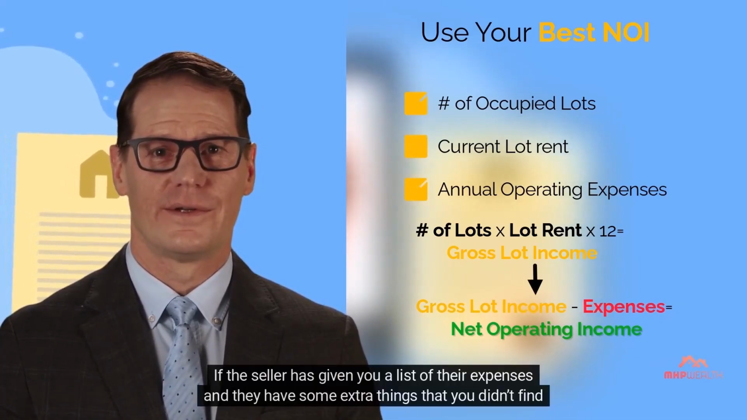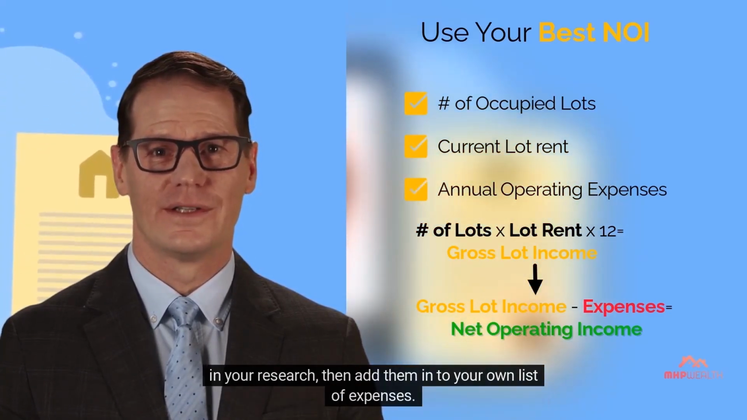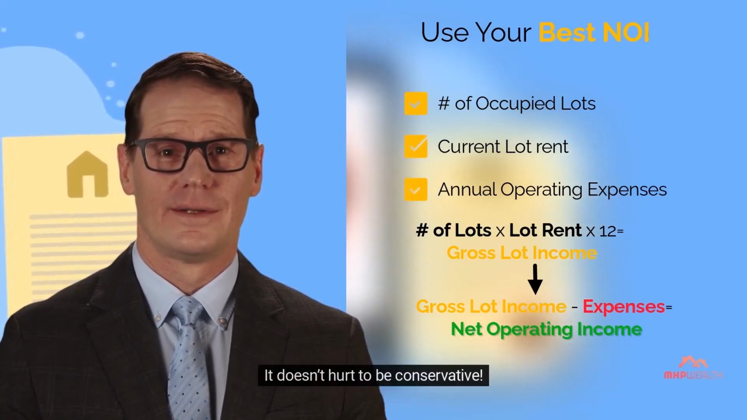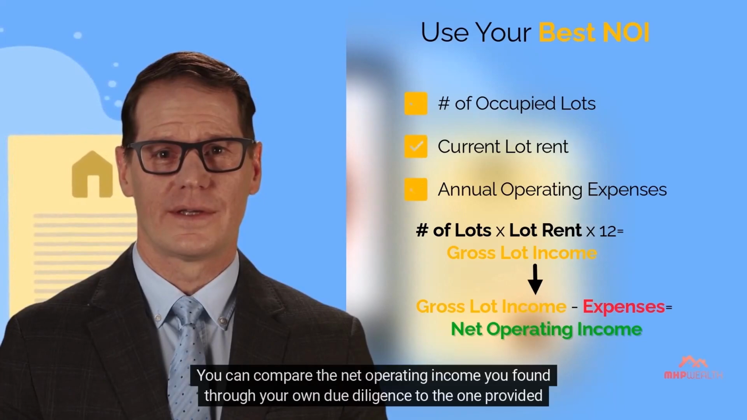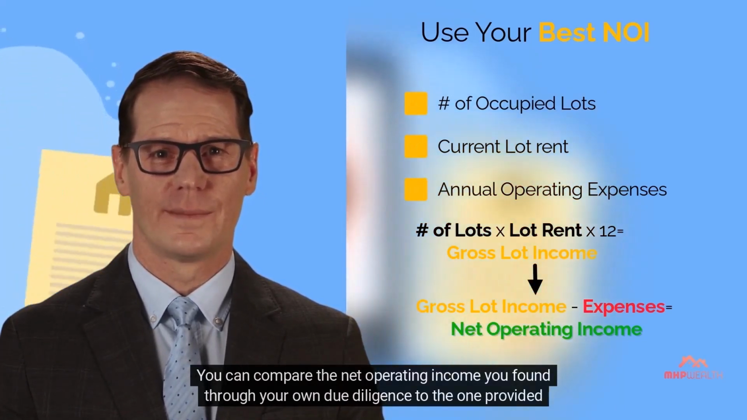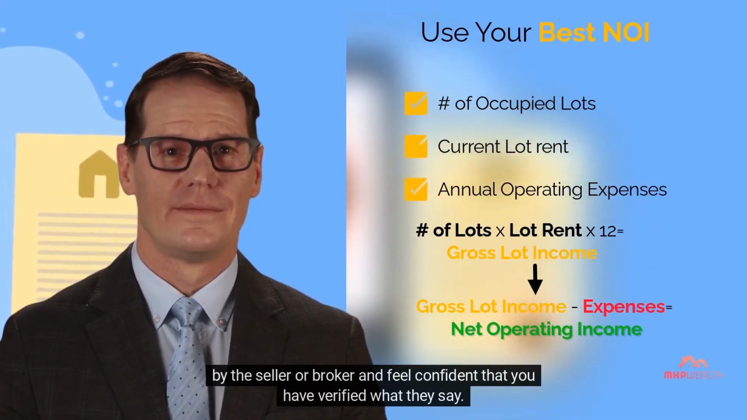If the seller has given you a list of their expenses and they have some extra things that you didn't find in your research, then add them into your own list of expenses. It doesn't hurt to be conservative. You can compare the net operating income you found through your own due diligence to the one provided by the seller or broker and feel confident that you have verified what they say.